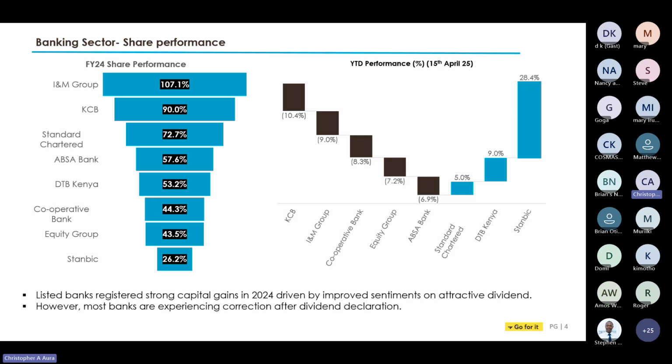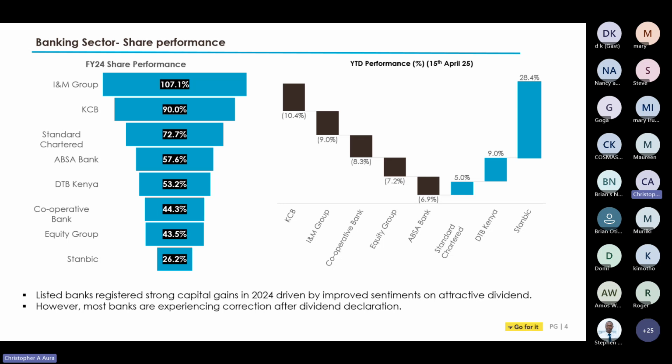For KCB, they were coming from poor performance in 2023 after injecting more capital into NBK. That's National Bank, after they acquired it. So their performance in 2023 was not that good. From that, they improved and they came from lows of around 20s to 40s. So that's why the performance was that good.